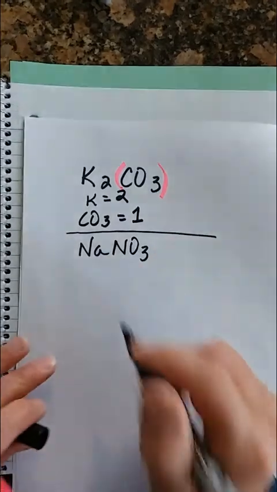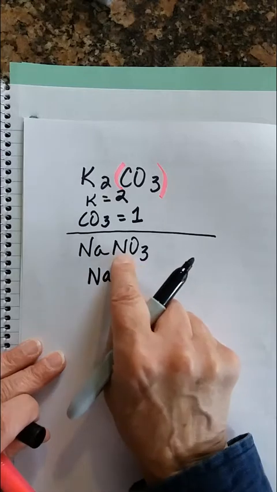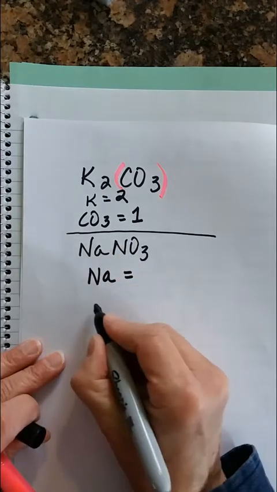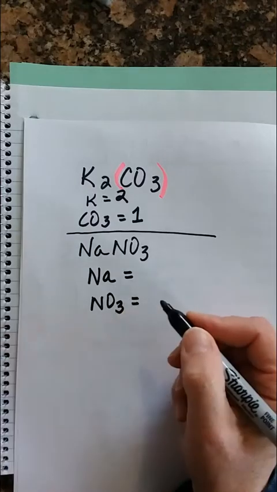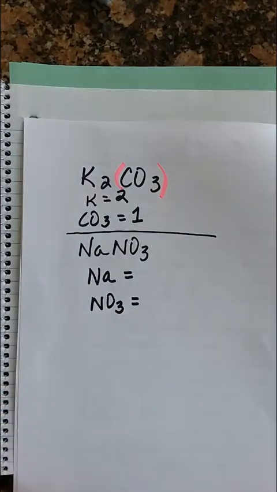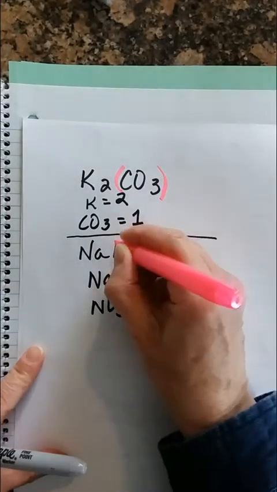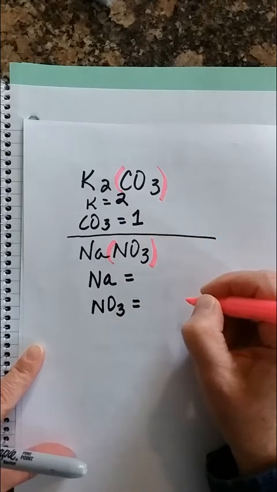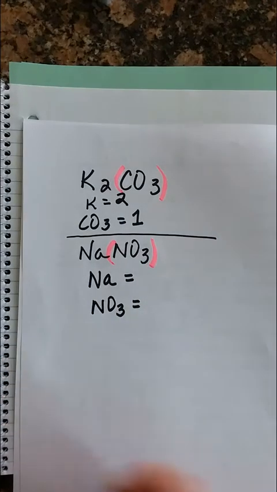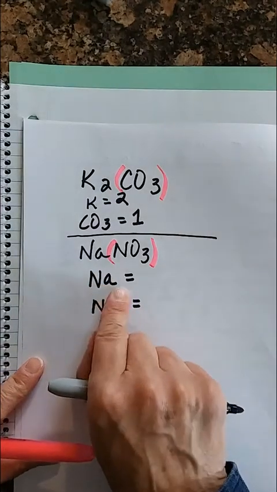If I look at NaNO3 and I wanted to do my list, Na, and then I've got NO3. So that's going to be together as a polyatomic ion. For our balancing, we are not going to break apart the polyatomic ions. So they'll stay together. If I have NO3 on this side, then it's going to be exactly NO3 on the other side as well.